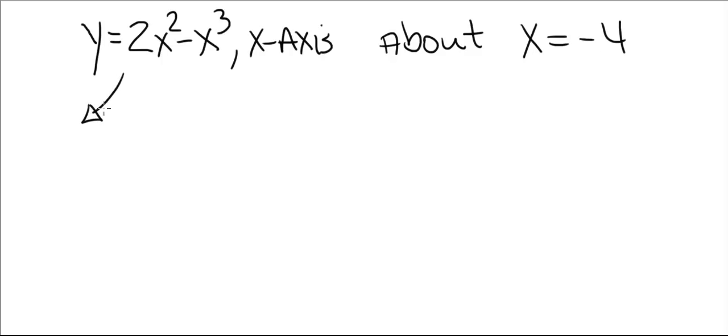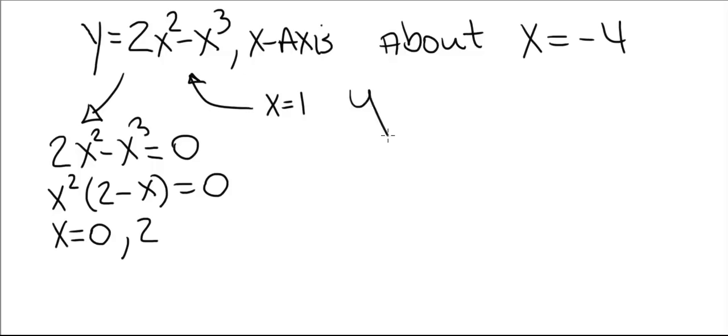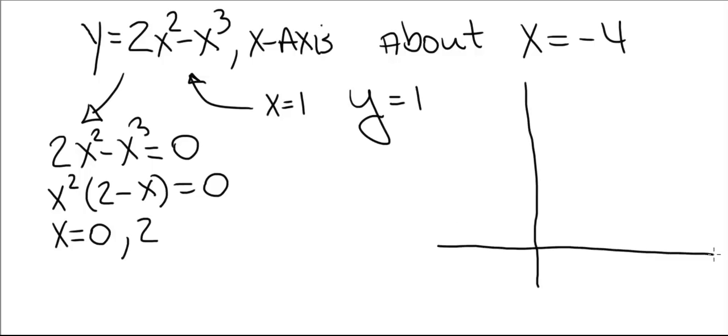Let's find the x-intercepts for y equals 2x squared minus x cubed. We set 2x squared minus x cubed equal to 0 and factor out x squared, so x squared times (2 minus x) equals 0. x is either 0 or 2. Now pick a value between 0 and 2. An easy one is x equals 1. Plugging it into this function, y will be 2 minus 1, which is 1. That means whenever x is between 0 and 2, y is positive, so it's always above the x-axis.